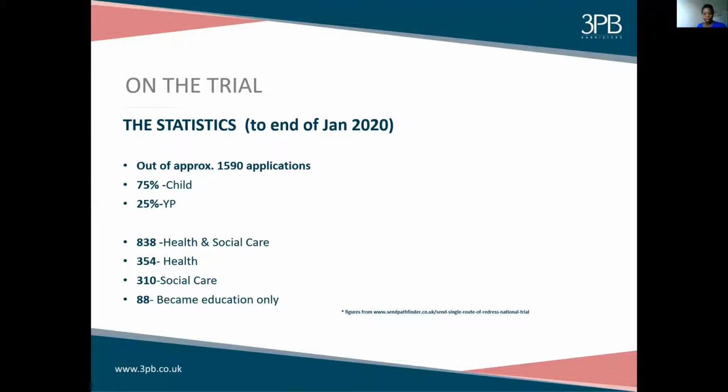From these figures, I think it's clear that there hasn't been the use of the national trial that there could have been. I think that there are probably quite a few more cases that were crying out for some social care and or health input within them.